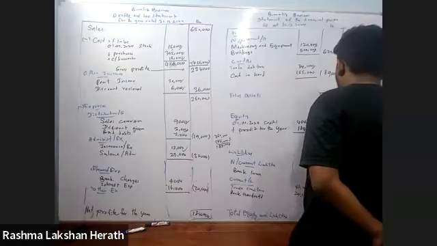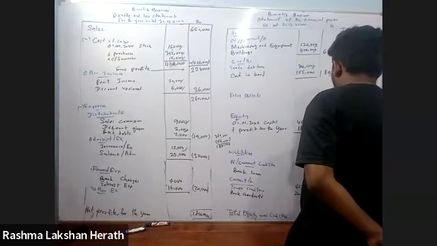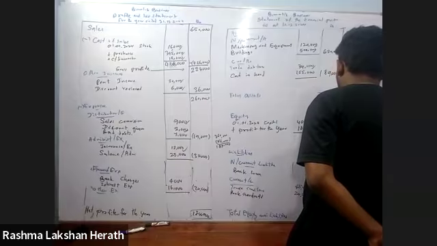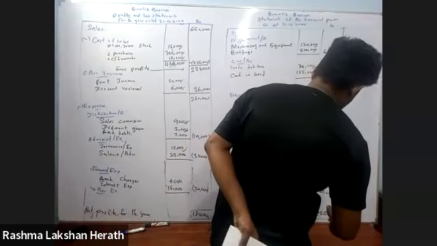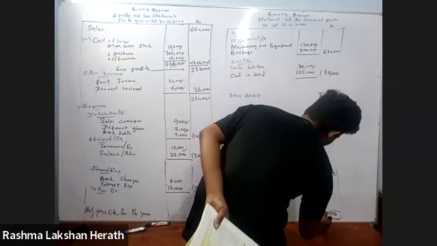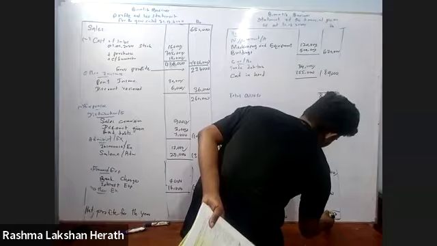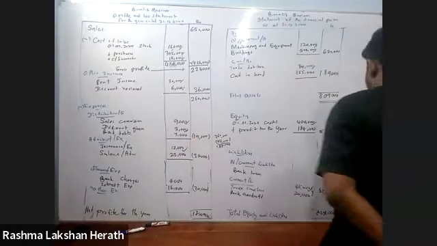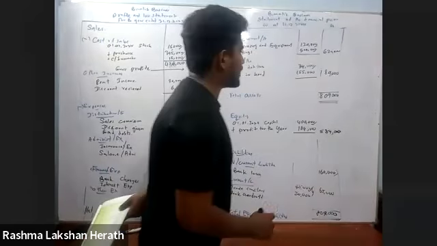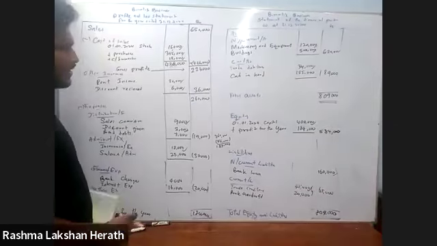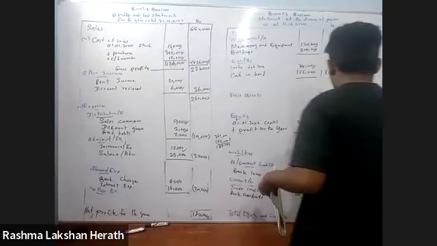184,000, then total equity is 584,000. Then this balances to 809,000.